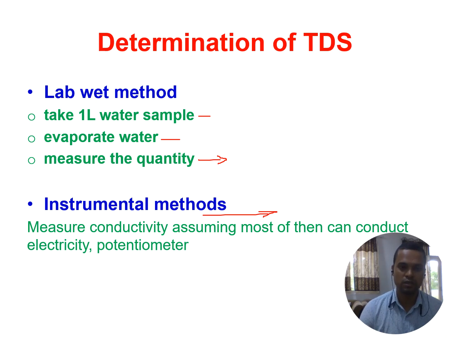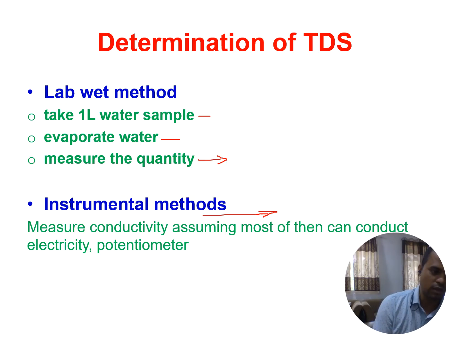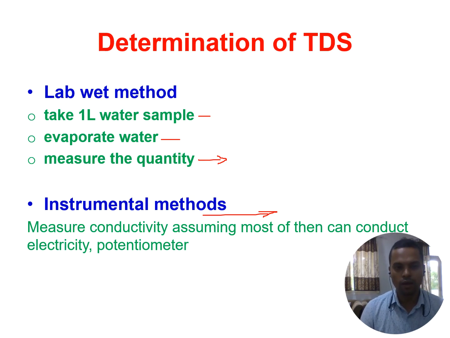Determination of TDS is a lab work method. You take 1 liter of water and evaporate the water. If you know the weight of the empty flask, after evaporation you take the weight and subtract the value, and you can immediately get the corresponding quantity. The instrumental method basically measures conductivity, assuming that most of the solids can conduct electricity. That is one of the assumptions, but it is not always true.